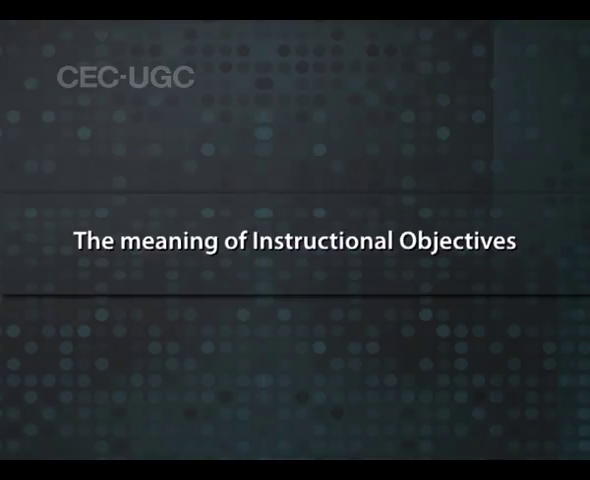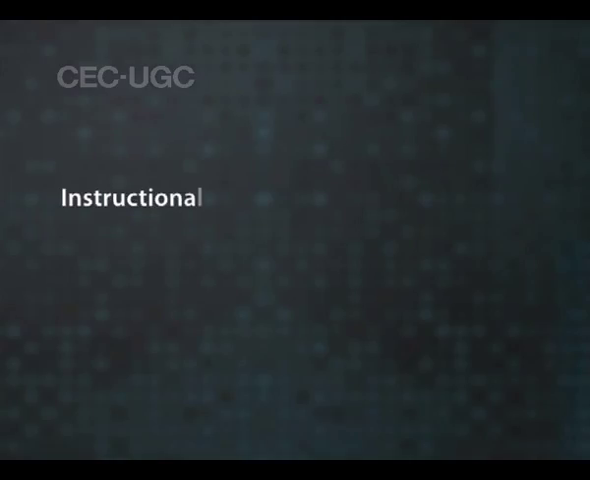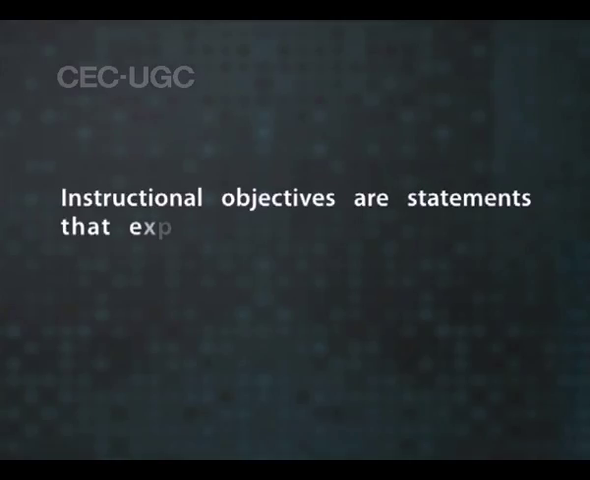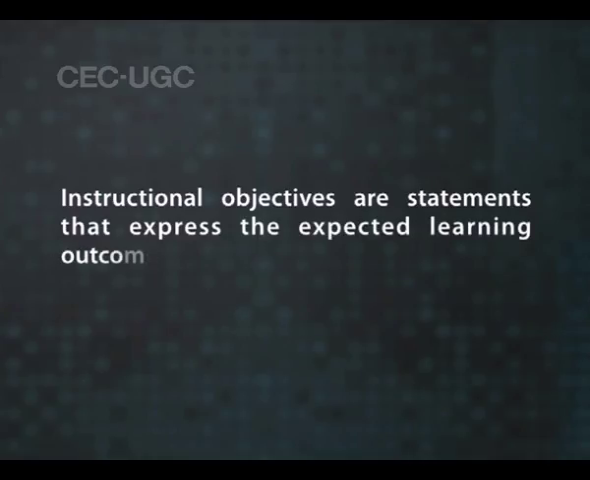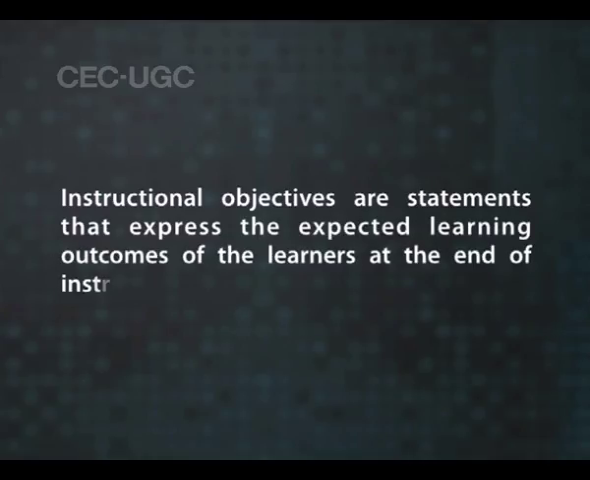The meaning of instructional objectives. Instructional objectives are statements of intended or expected specific learning outcomes after a period or course of instruction. Instructional objectives are statements that express the expected learning outcomes of the learners at the end of instruction. Instructional objectives are specific, measurable, short-term, observable student behaviors.